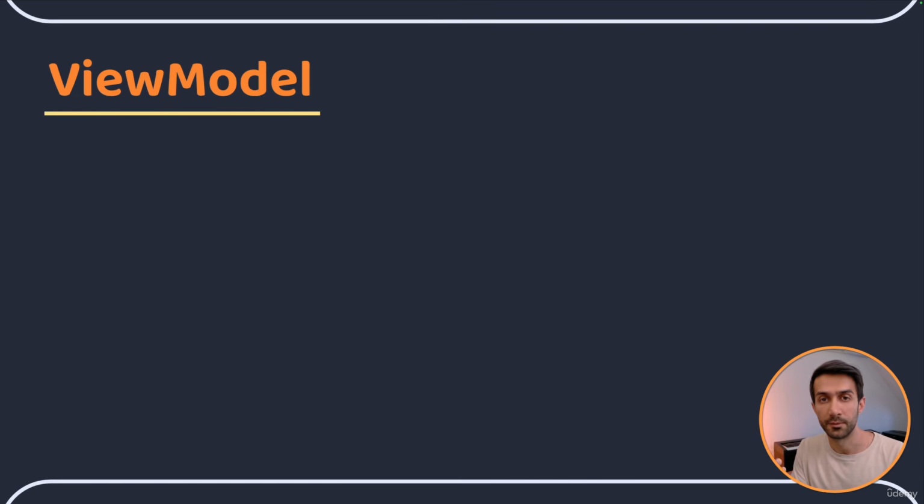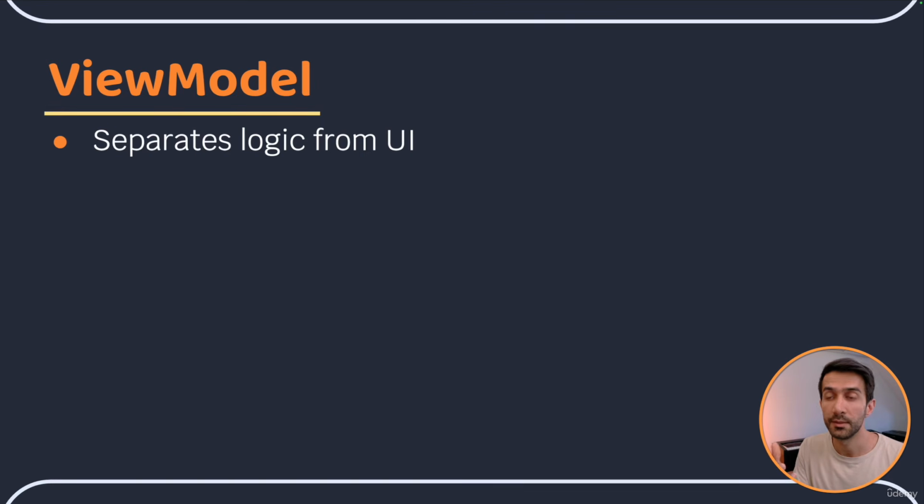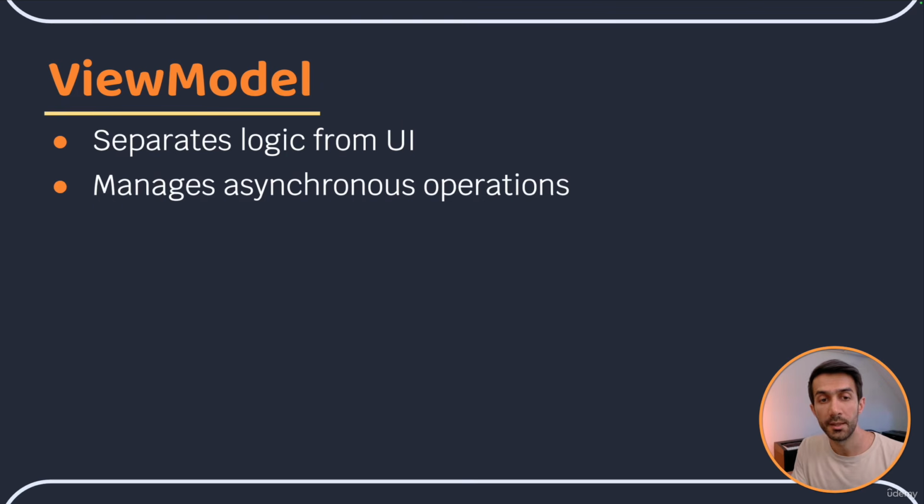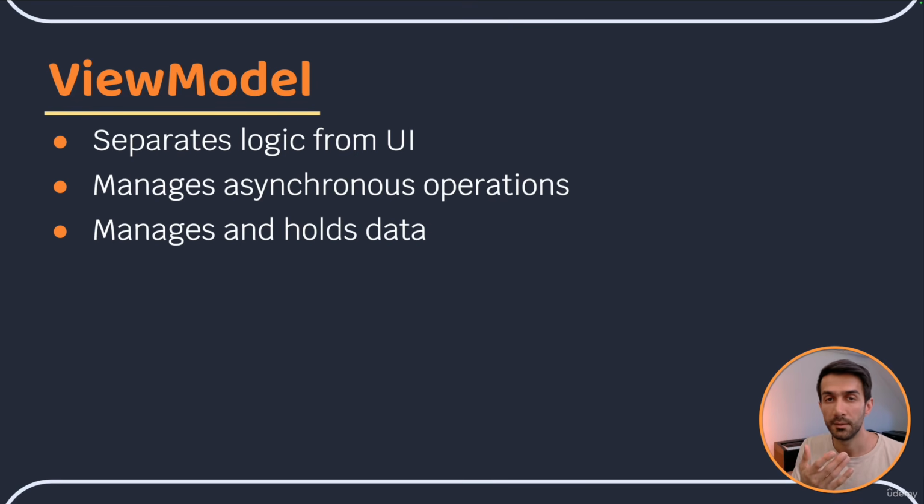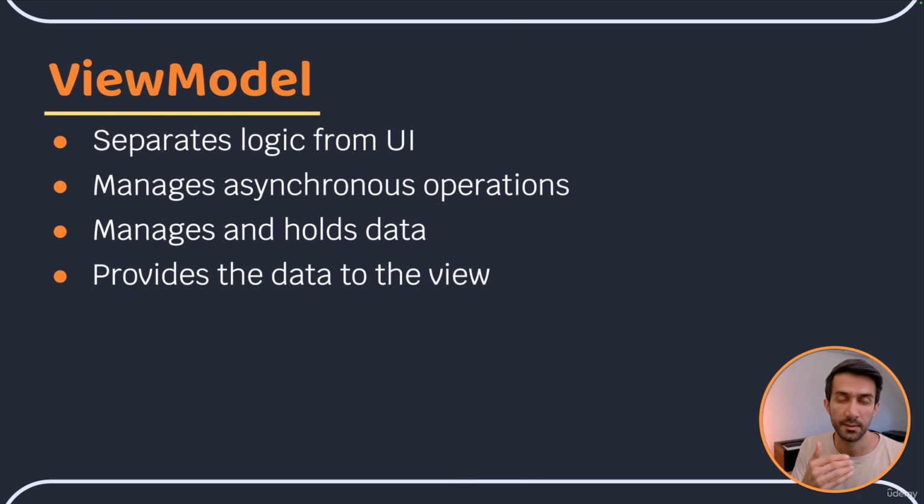And then we have ViewModel. ViewModel separates logic from UI. So it contains a lot of logic. And it also manages asynchronous operations. For example, waiting for the model to provide data, and in the meanwhile, tell the view to show a loading indicator. It holds and manages data. So the data that it gets from the model, it holds them somewhere. And of course, it provides the data to the view. So we will implement the ViewModel later by connecting the view and the model layer together.